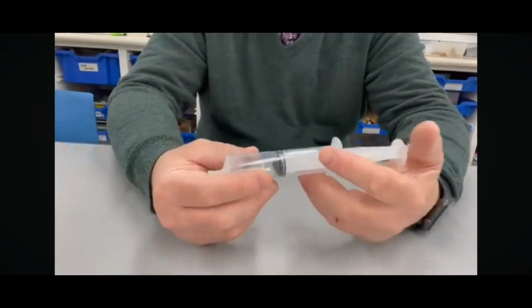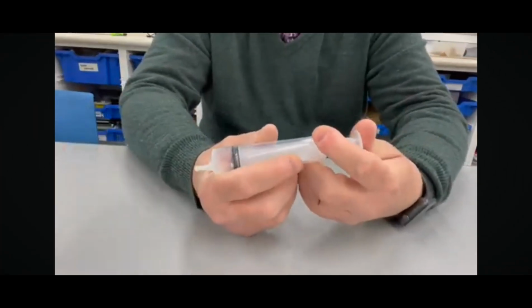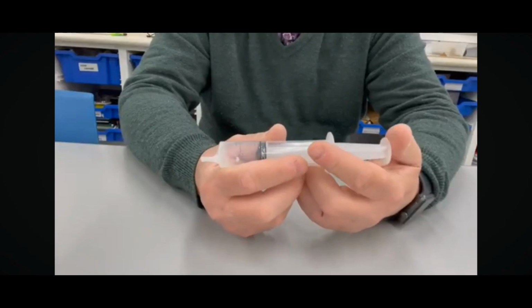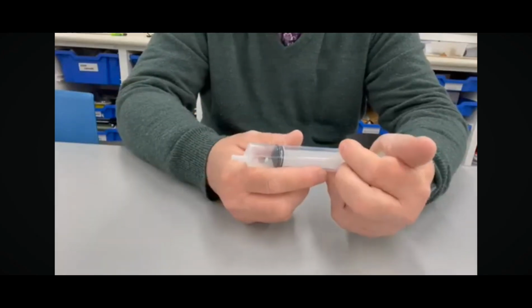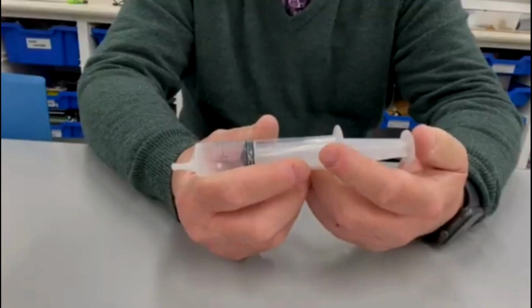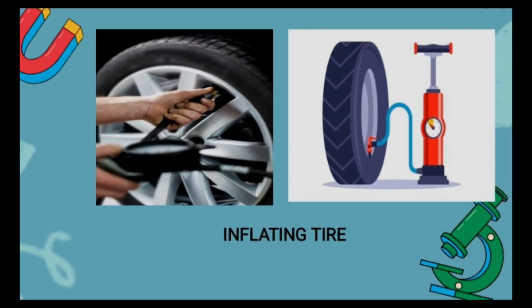Lastly, let's try to squeeze the empty syringe. As we observe, the syringe compresses easily. This happens because gases are highly compressible. The particles in gas are far apart and can be pushed closer together when pressure is applied. We can identify the importance of compressibility in gas in a real-life situation, for example, filling a tire.